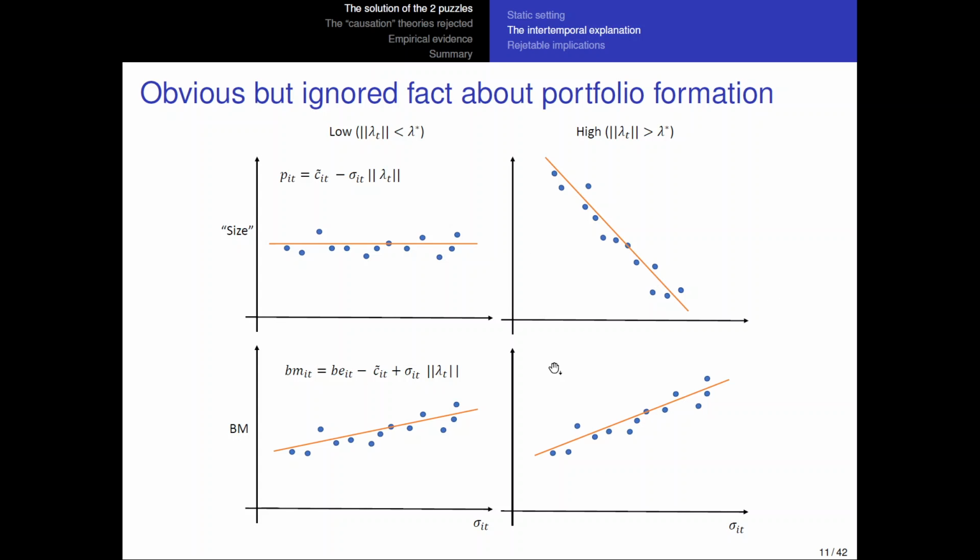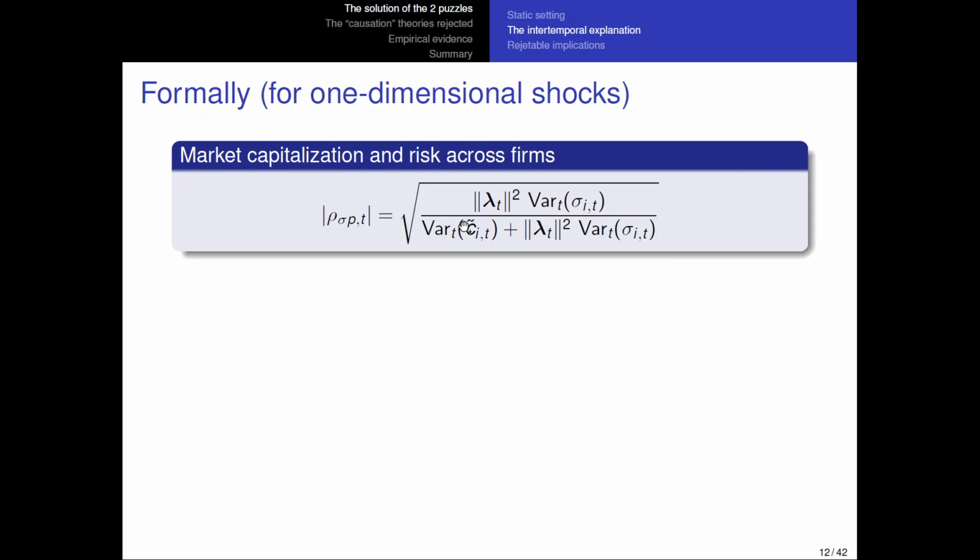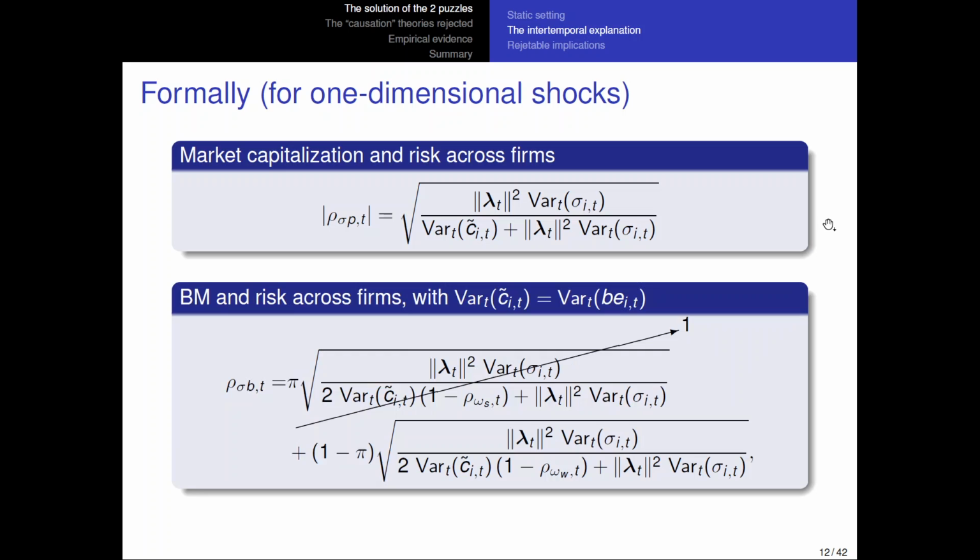If we want to do this a bit more formally, and that's what I have here, for one-dimensional shocks, let's just look at how the correlation between risk and price changes. It's going to change with, well, here you have the variance of the expected cash flows. Those are all cross-sectional variances. So that's the variance in cross-sectional cash flows. And what you have is that this is going to increase as the price of risk increases. That's lambda t. As the price of risk increases, this is going to approach 1. So that doesn't have any assumption apart from the present value identity.